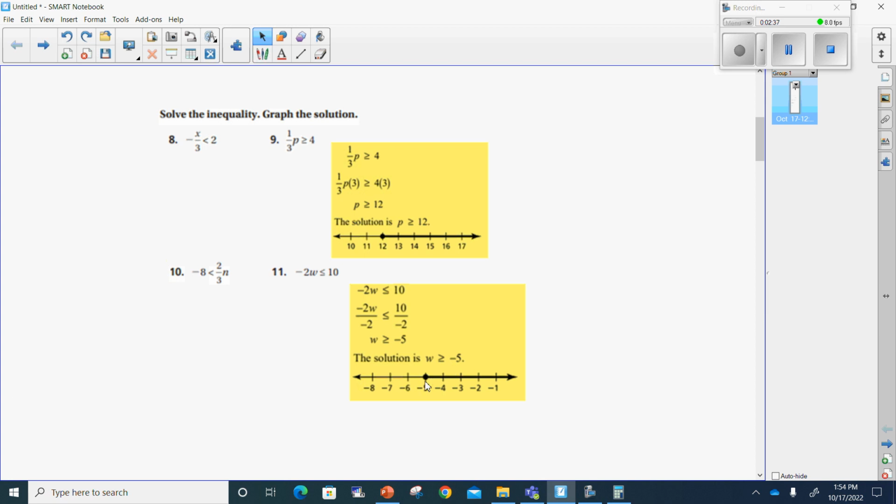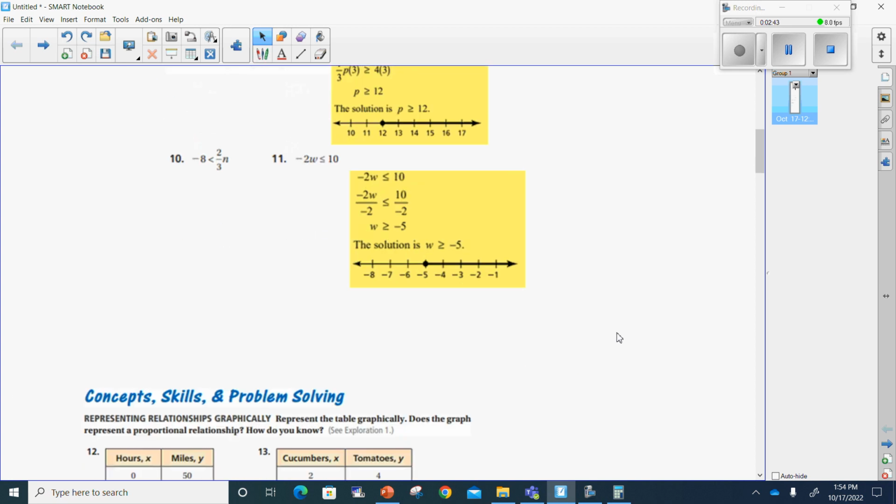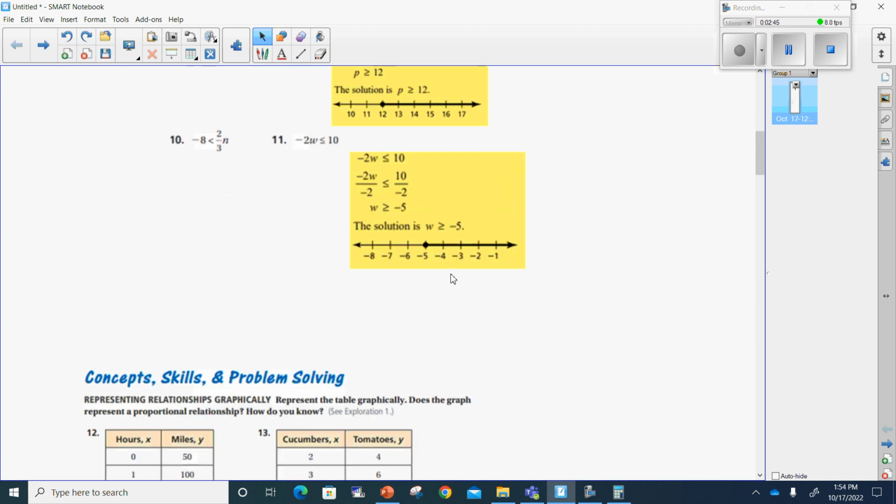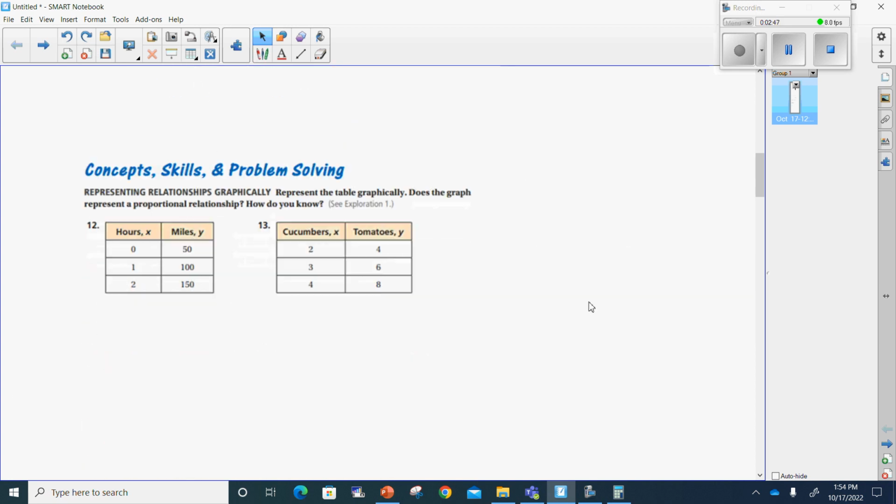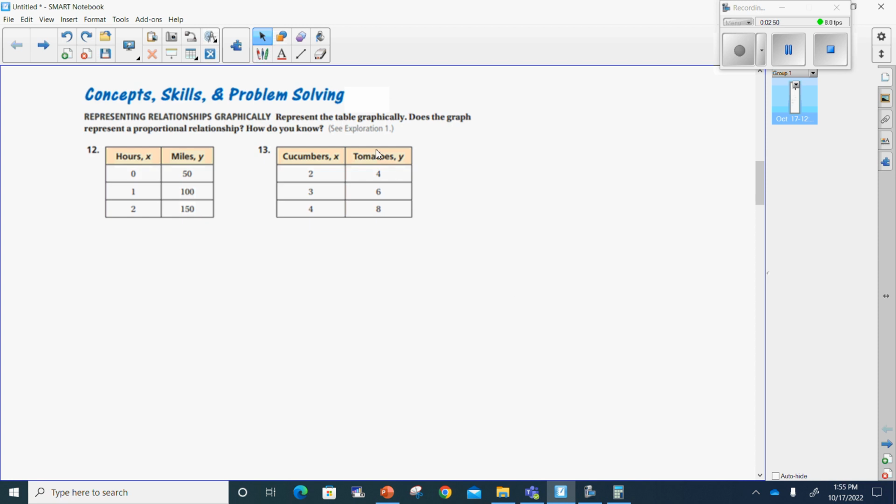Okay, W is greater than or equal to -5. Since it's bigger, or it can be equal to, I shaded in the dot on -5 and made all the numbers bigger than it, or pointed an arrow to all the numbers bigger than it. Number 13 says represent the table graphically. Does the graph represent a proportional relationship? Remember, whatever happens to one side has to happen to the other.